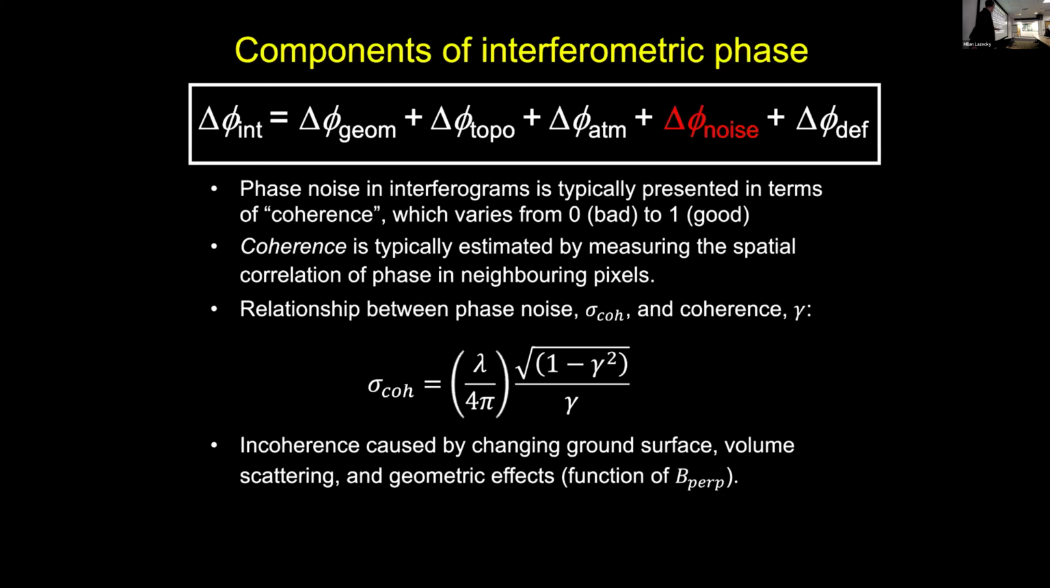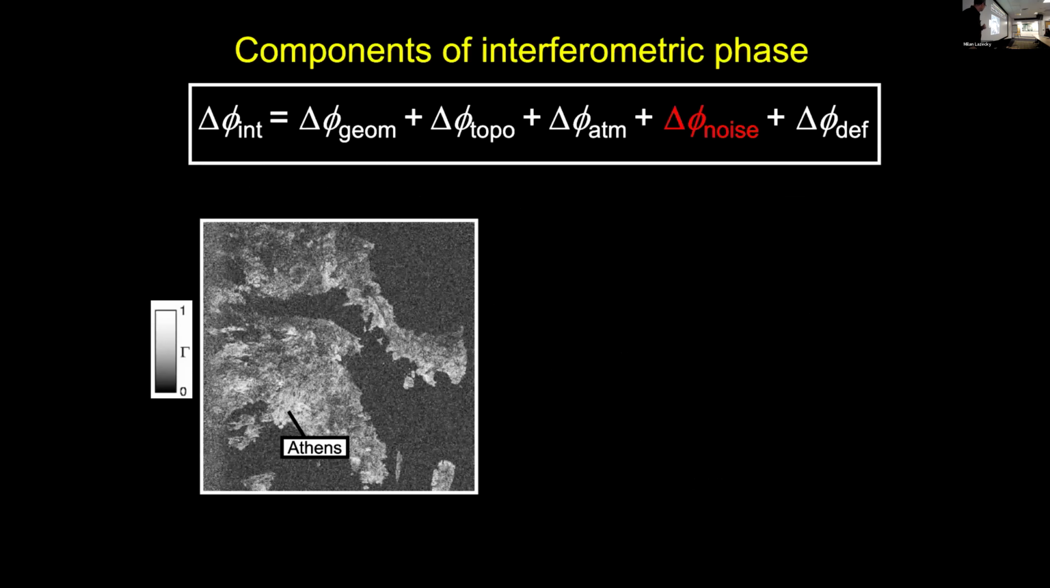So if something loses coherence, it's due to changes in the ground surface primarily. So we're talking about here volume scattering. That's signals going into vegetation canopies, bouncing around, coming back with a random phase signal because the wind is slightly different on one day to the next. It might also be geometric effects as well. I'll give you some other examples shortly.